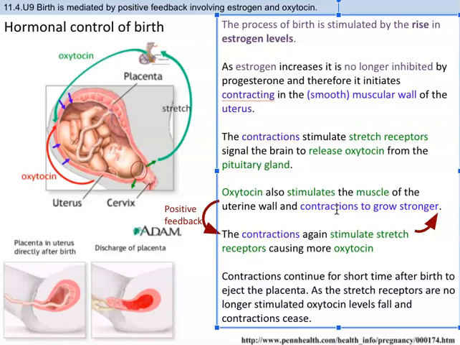Oxytocin stimulates muscle of the uterine wall, and the contractions get more frequent and stronger. This is a positive feedback loop because it stimulates more oxytocin to be produced and then more contractions. That's why the frequency and the strength continue to increase until childbirth occurs and the baby is brought out of the woman and the placenta is also ejected at that time.